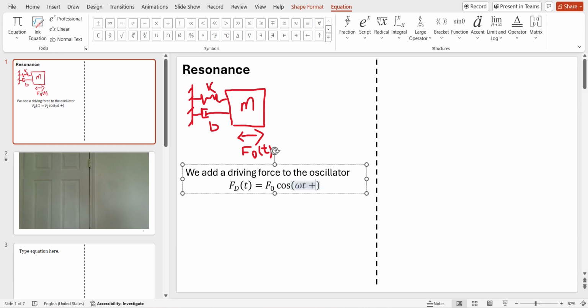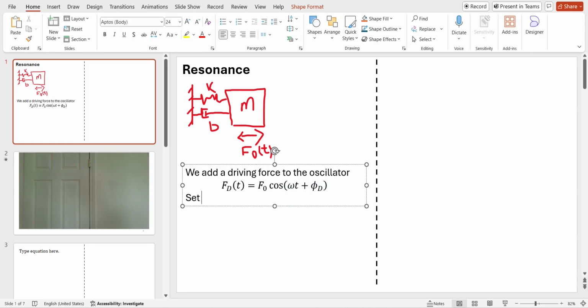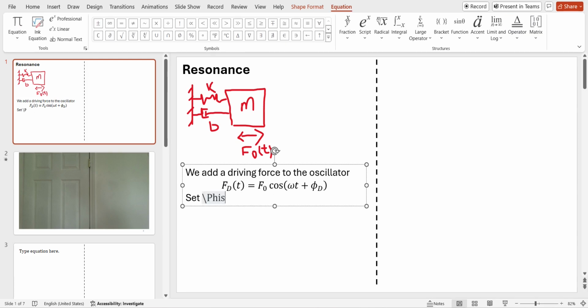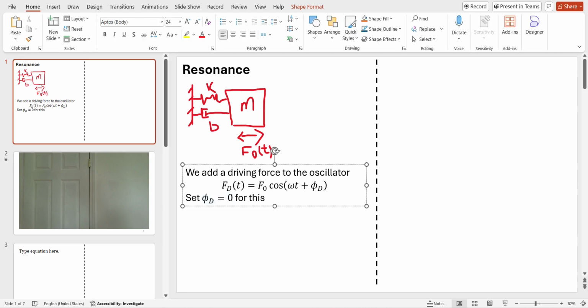Now, in general, I could have a phase of this force, which I'd call phi d or something. But for this derivation we're going to set phi d equal to 0. We could shift this force left or right in time, but it won't really change anything important. All that will do is shift our entire system left or right in time. So don't worry too much about setting this to 0.